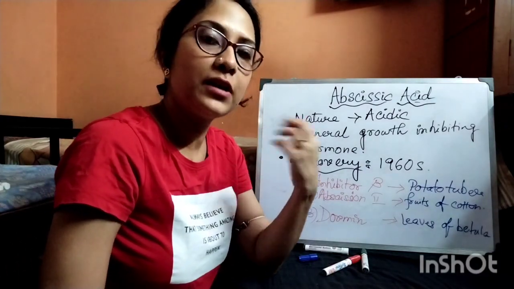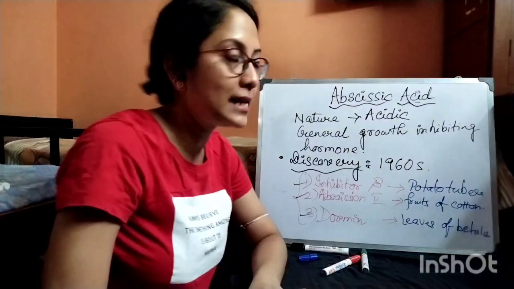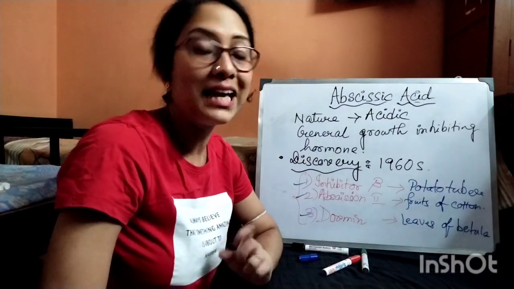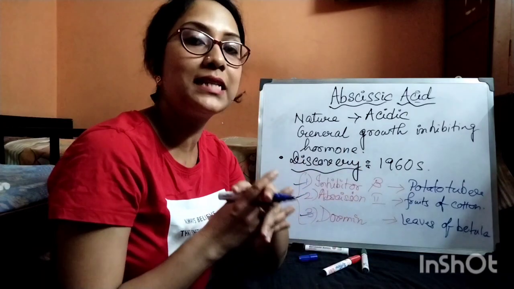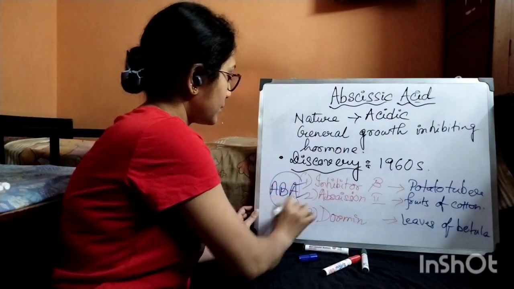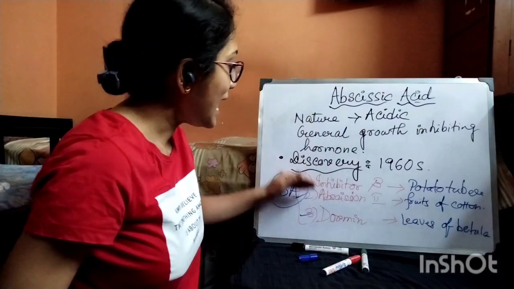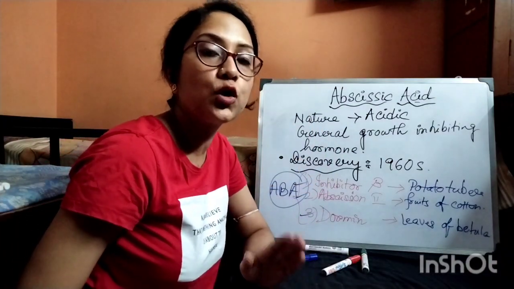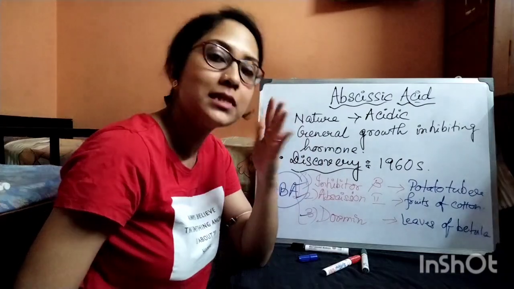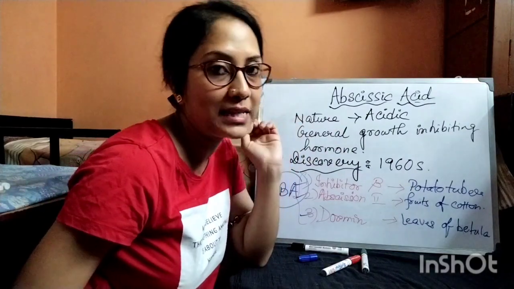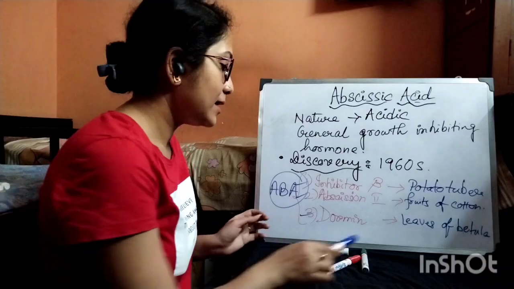But after vigorous investigation, they concluded that all these three act as growth inhibitors. That's why they grouped these three molecules together and named them ABA, or abscisic acid. ABA is the short form of abscisic acid hormone. As these three individually act as growth inhibitor particles, together they named them abscisic acid hormone, which is the first growth inhibiting hormone in plants. So this is the discovery part, how this hormone was discovered in the 1960s.